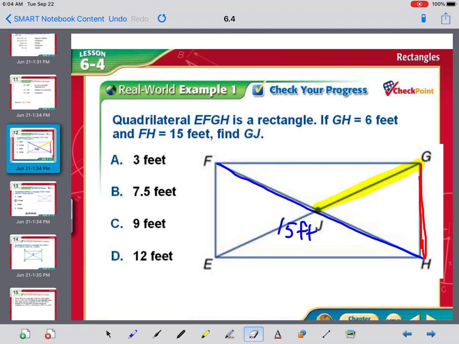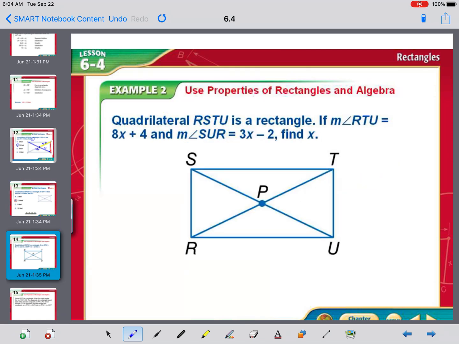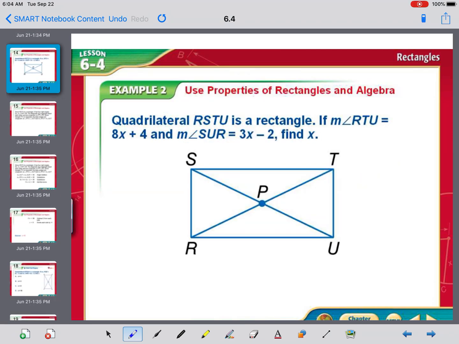Well, again, I find myself with a piece of information I don't need, because really what I am dealing with here is they tell me this whole diagonal here is 15, which means each piece is 7.5, because they bisect each other, which means each piece is 7.5, which is the measure of GJ, answer B.